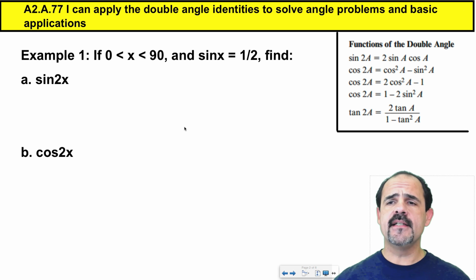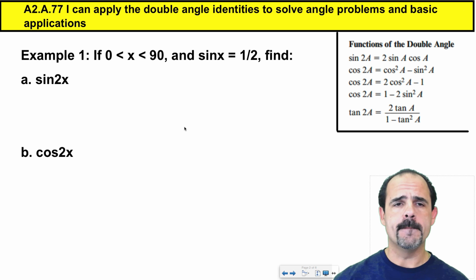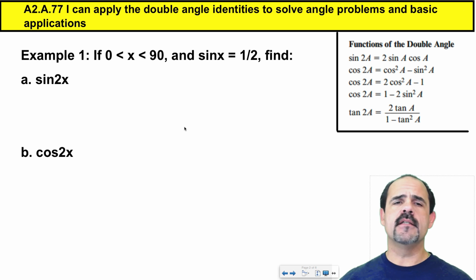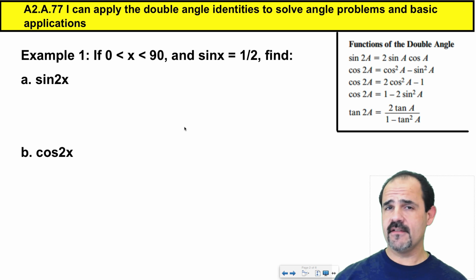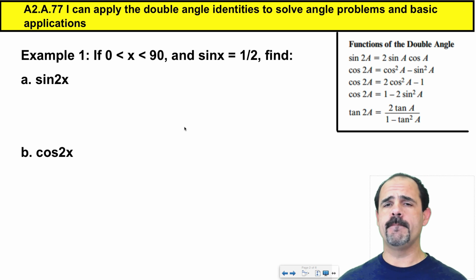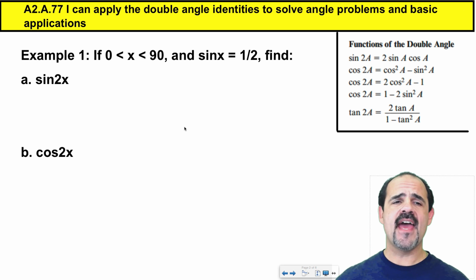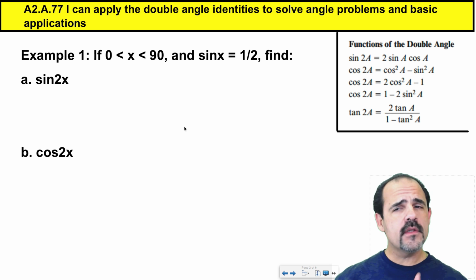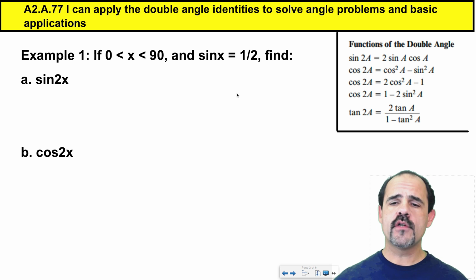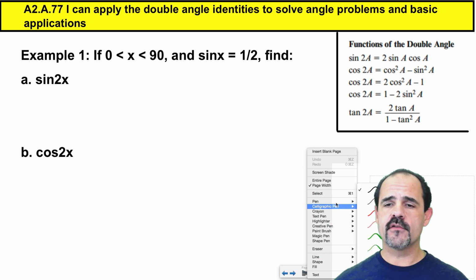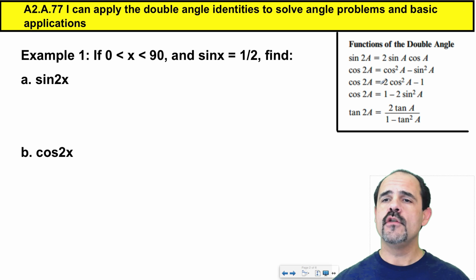So we've got the identities on our screen, and a problem next to it. It says, if the angle is between 0 and 90, you guys think first quadrant like I am? Okay, good. It says the sine is a half. Find the sine of 2x. Now, when you see the sine of 2x, you only have one choice. You can only use this one. That one's the sine of 2a.